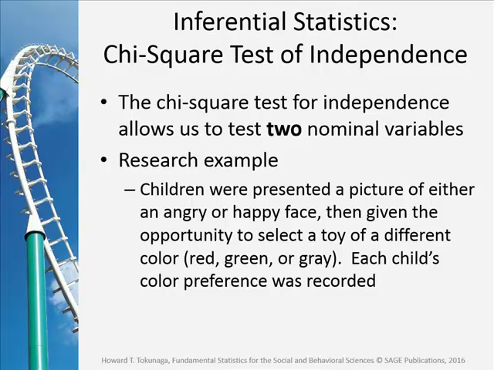So here's the example in the book. And I have a kid, so this one amused me. And I got to go mess with my kids this weekend because I want to see if this works. Children were presented a picture of either an angry face or a happy face, and then given the opportunity to select a toy of a different color. Red, green, or gray. So what are we trying to do there? We're trying to see if the presentation of the happy or angry face leads them to select a particular toy.